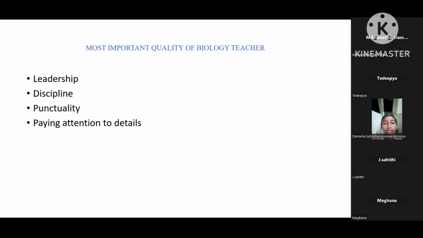Apart from that, a leader should be very innovative. That is why I chose it as a paramount quality of a biology teacher. You can't continue to do things the same way and expect different results. So if you want to demonstrate your capacity as a leader, you have to be innovative. You have to try to do things in different ways. Try to look for different strategies you can employ in your teaching so that you are able to give the best to your students.